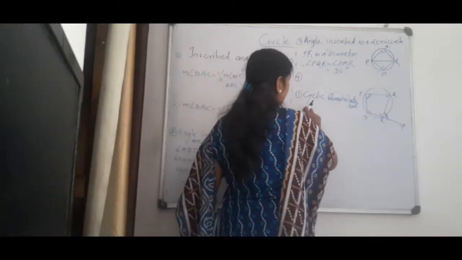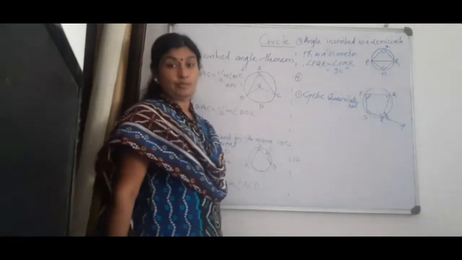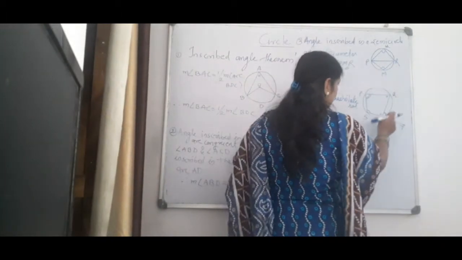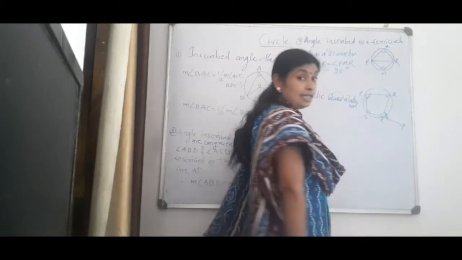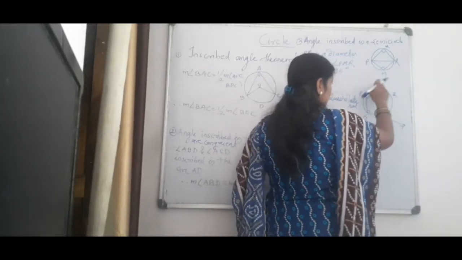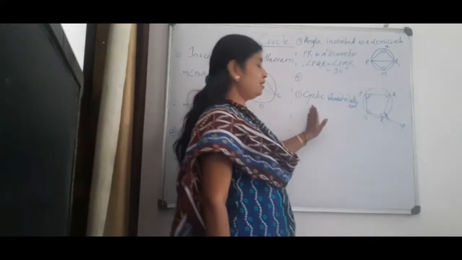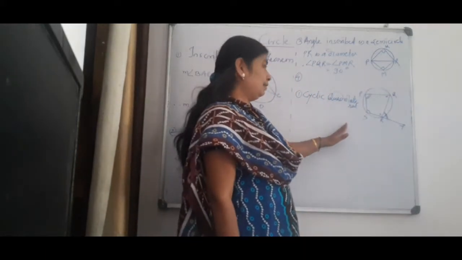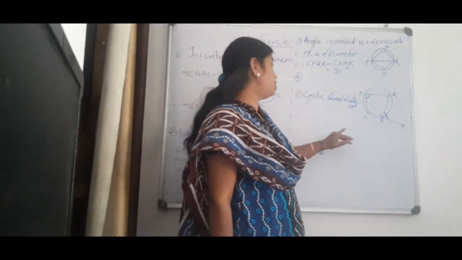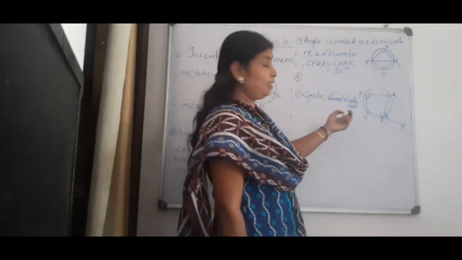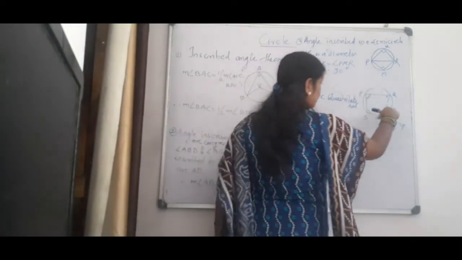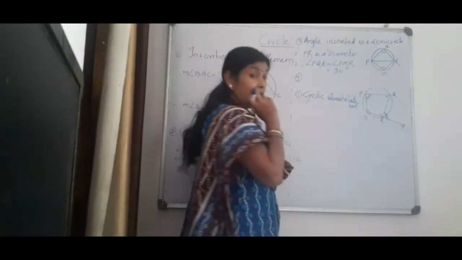Now next is cyclic quadrilateral. Now see here, what is meant by cyclic quadrilateral first? Cyclic quadrilateral means all the vertices of the quadrilateral lie on the same circle. Now see here, PQRS all lie on the same circle, therefore it is called a cyclic quadrilateral. Generally the definition is asked in fill in the blanks or MCQ. If all the vertices of a quadrilateral lie on the same circle, then it is called a cyclic quadrilateral.